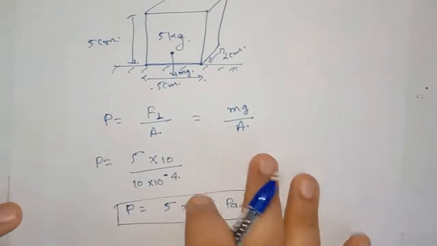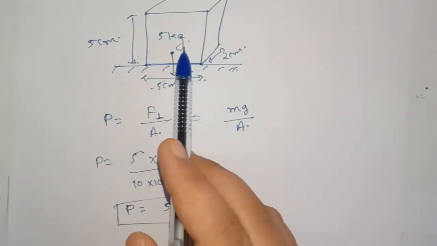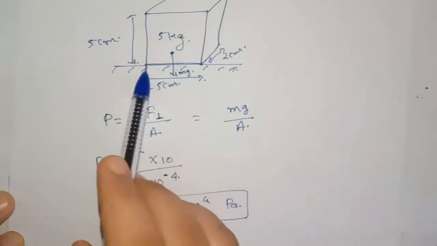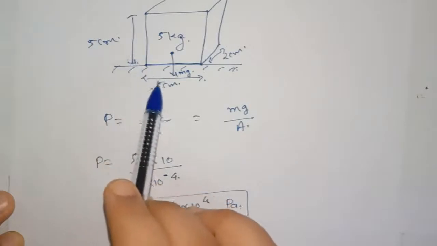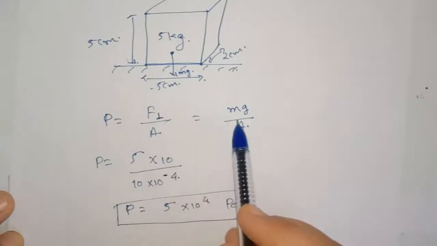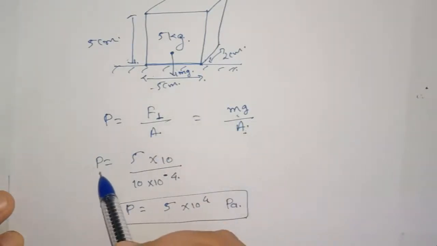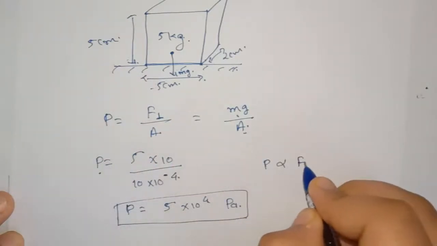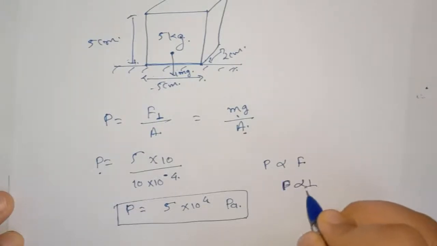Now, if we change the surface area in contact, then the pressure will also change. For example, if it is kept in such a way that this 5 cm and 5 cm are in contact with the surface, then the force will remain same, but the area will change, so does the pressure. So we can write pressure is directly proportional to force, and for given force, pressure is inversely proportional to area.